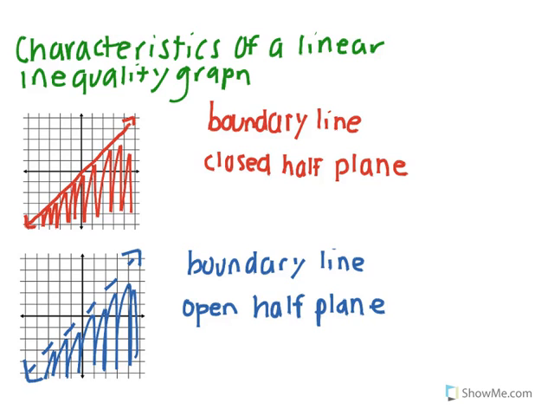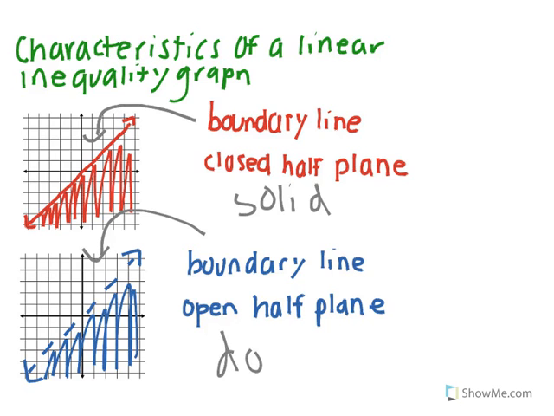Okay, here are the characteristics of a linear inequality graph. The boundary lines are these lines right here. A closed half plane is when the line is solid, so solid line. And an open half plane is when the line is dotted, so dotted. So there's just some quick characteristics.